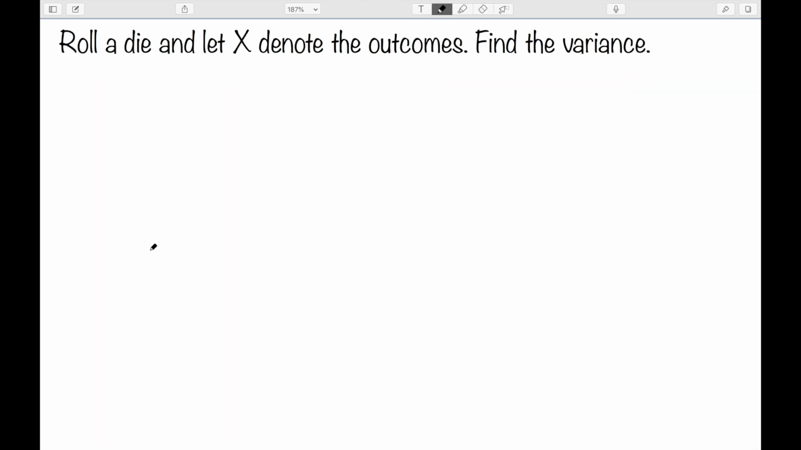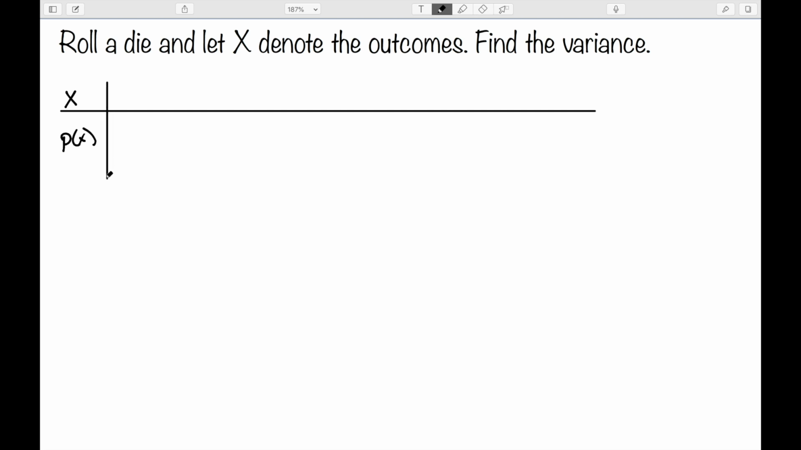Next, I want to roll a die and let capital X be the outcomes, and find the variance. So let's start with building our PMF. If we roll a die, there are 6 possibilities, each of which has a probability of 1 over 6. We could roll a 1, a 2, a 3, a 4, a 5, or a 6, and each of those has probability 1 over 6.